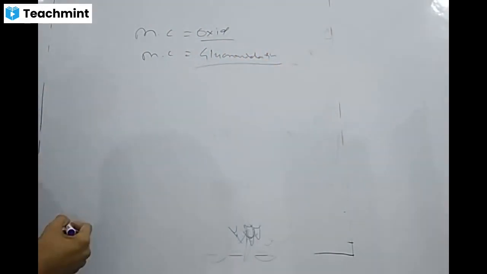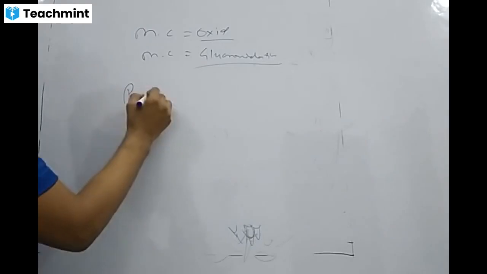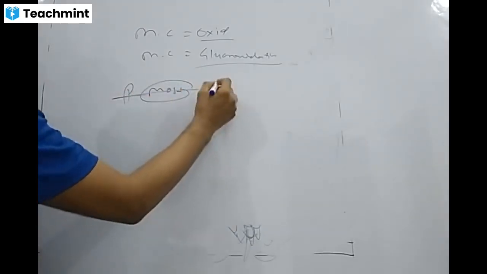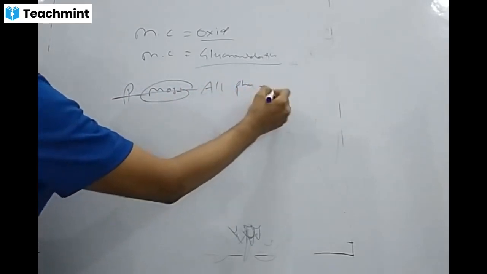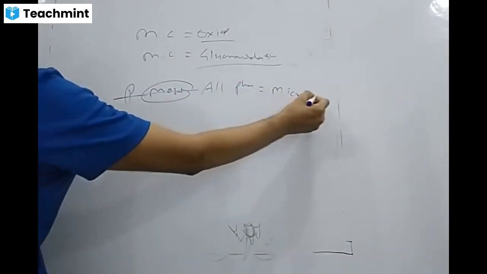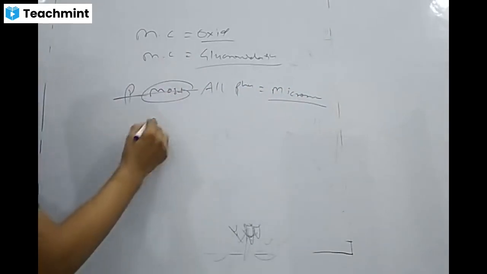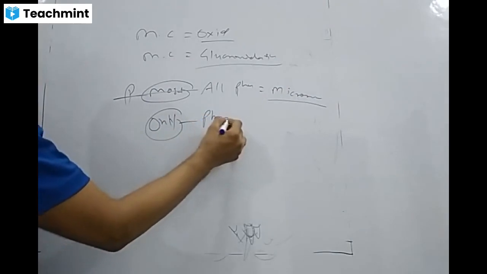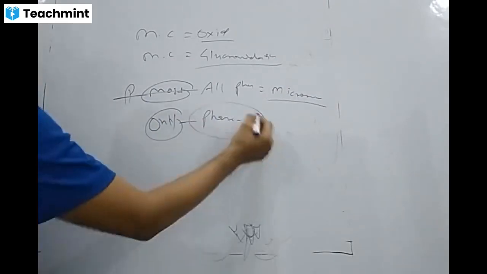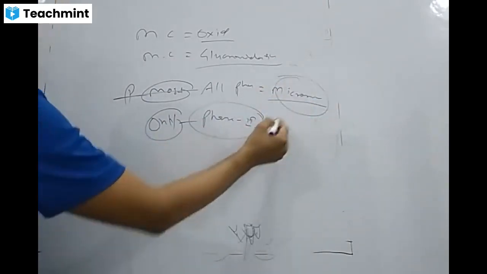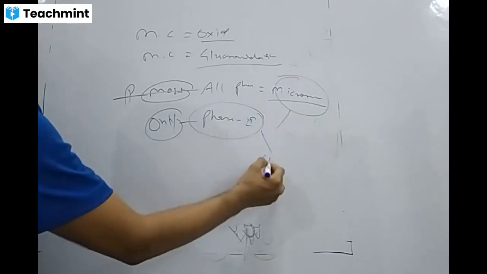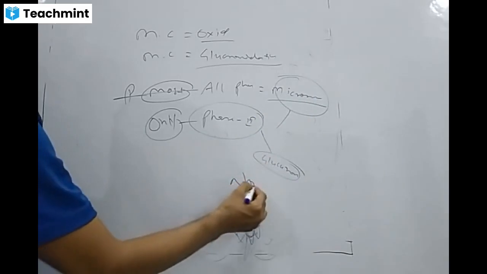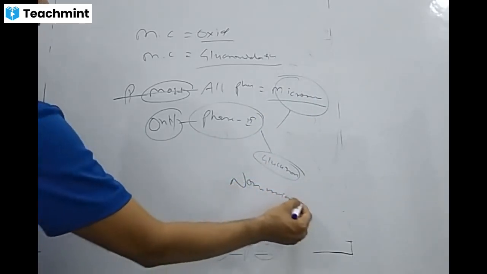Glucuronidation. And most of the phase 1, or you can say all phase 1, are carried out by microsomal enzymes. There is only one phase 2 reaction that is carried out by microsomal enzymes, and the answer is glucuronidation. All others are carried out by non-microsomal enzymes.